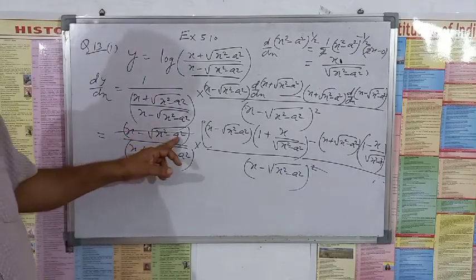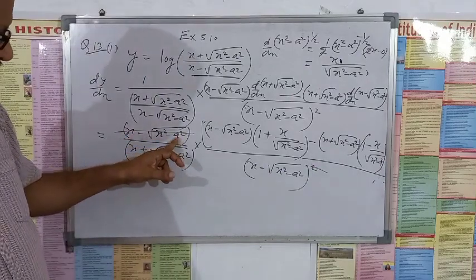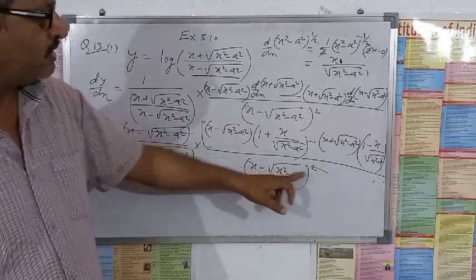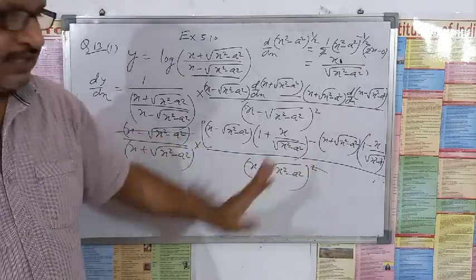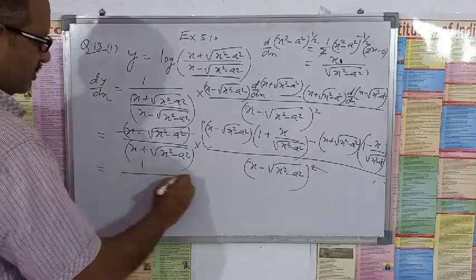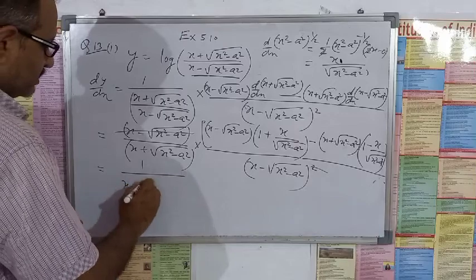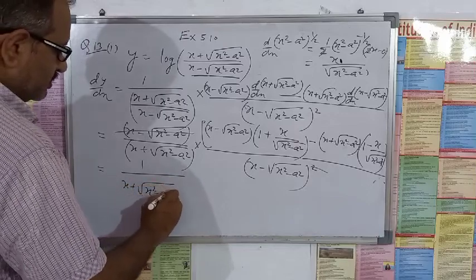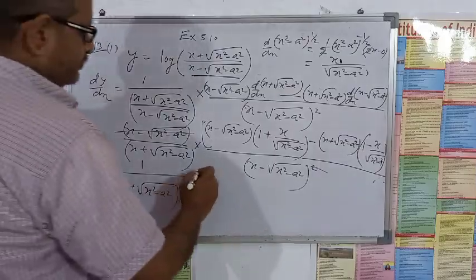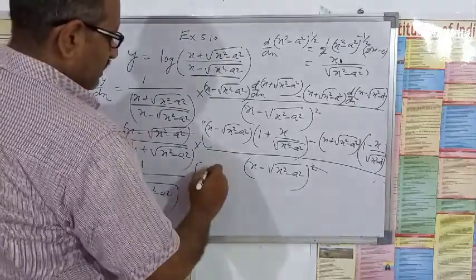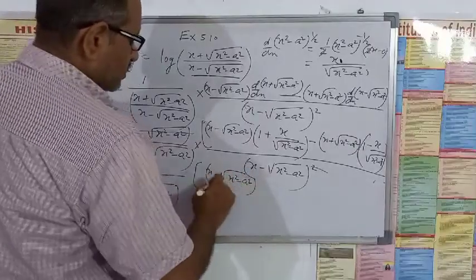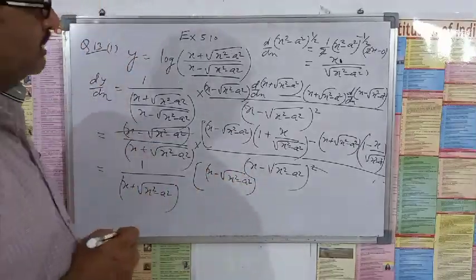X minus under root x square minus a square. And here square is there. So one factor we can cancel here. Now write 1 upon x plus root x square minus a square, x minus root x square minus a square.